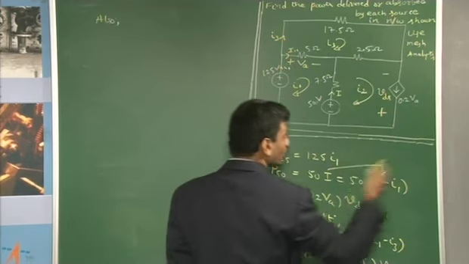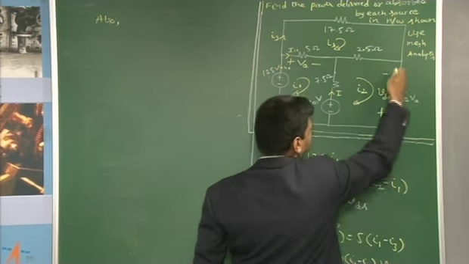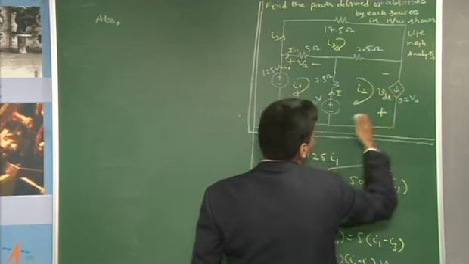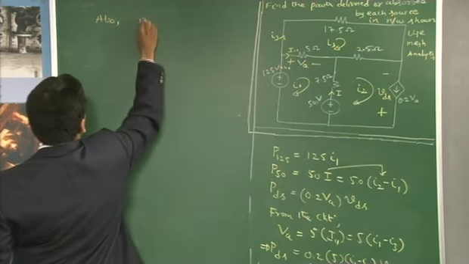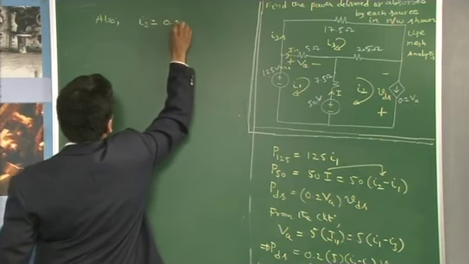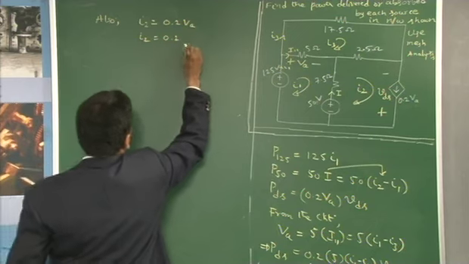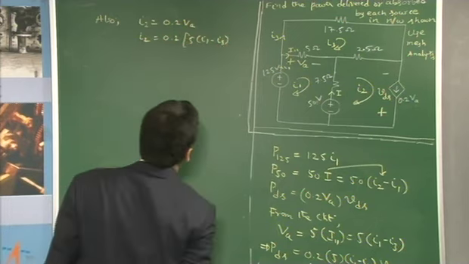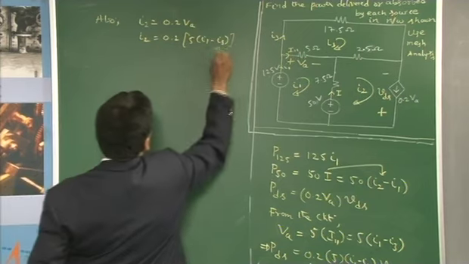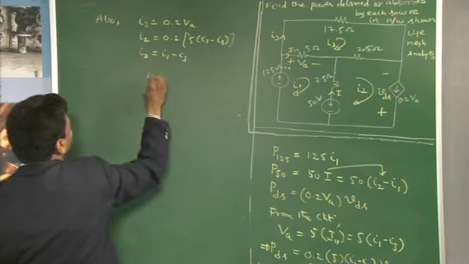0.2 VA. So we can say that I2 is nothing but the current sent by this current source, which is equal to 0.2 VA. So from the circuit you can say I2 is 0.2 VA, and VA we have already found to be 5 times I1 minus I3, 5 times I1 minus I3. So this is now giving you I1 minus I3, so I2.